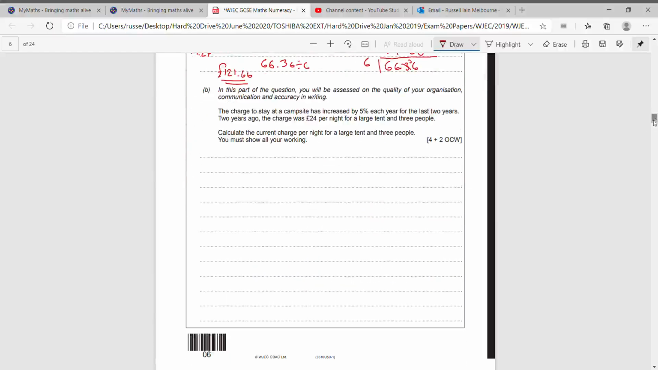Okay, let's move on to part B. In this part of the question, you'll be assessed on the quality of your organisation. So there's 2 marks here. The OC is for organisation and communication, and the W is for accuracy of writing, so our spellings. The first thing is I'm only going to write any words down that are in this question to make sure I spell them correctly. I'm going to show all my workings, and because it's in pounds and pence, I'm going to put down my units.